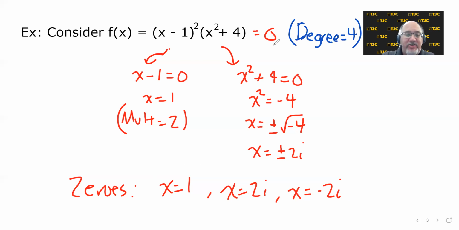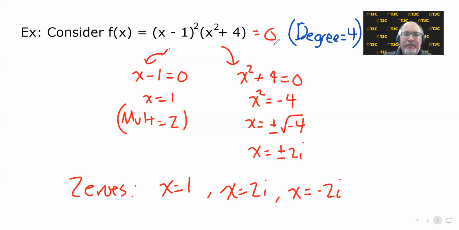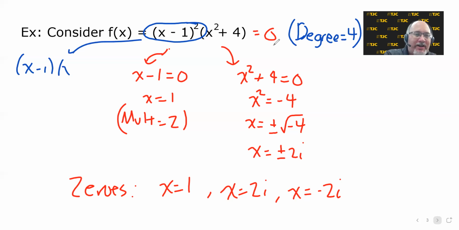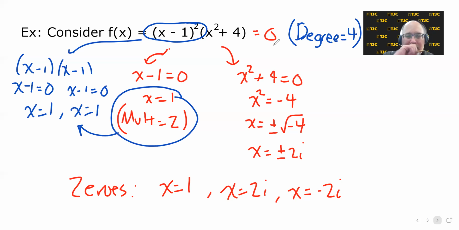And the third version of it says there's exactly n zeros counting repeats. In other words, counting multiplicity. What that means is, since the x minus 1 was actually squared, we could have thought about it as x minus 1 written twice, put each one equal to 0, and solve, and we would get the same solution twice. This is the same as saying x equals 1 with the multiplicity of 2. Shows up 2 times. So if we count x equals 1 twice, we get 1, 2, 3, 4 solutions.